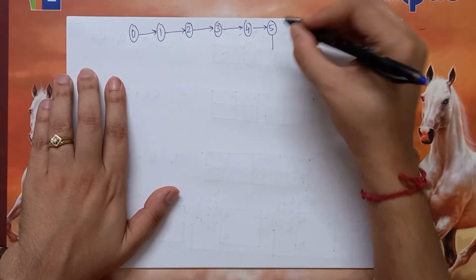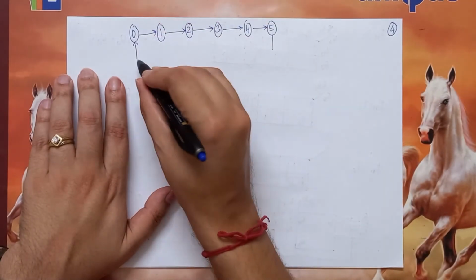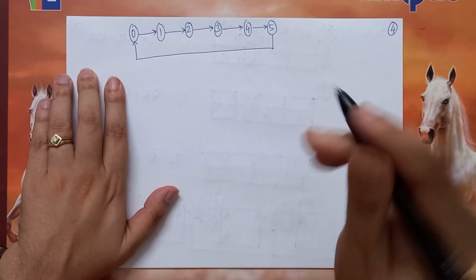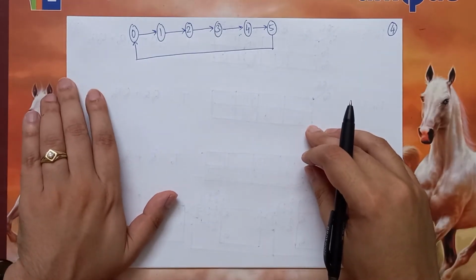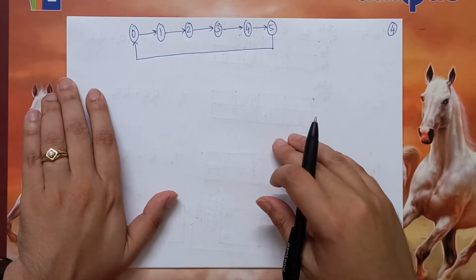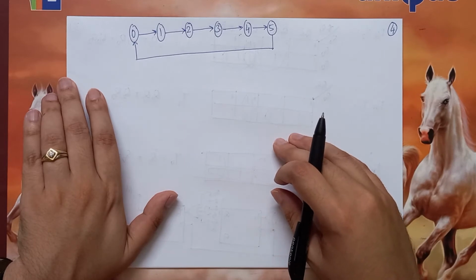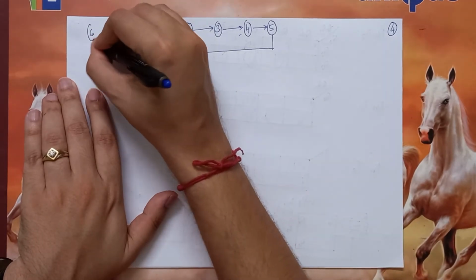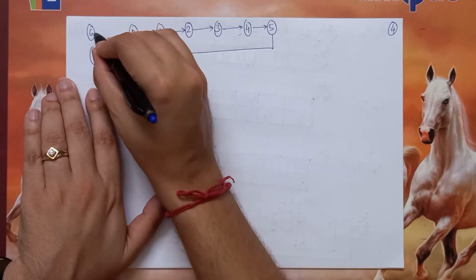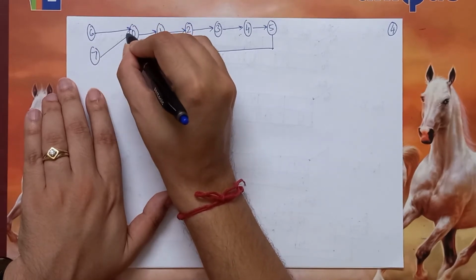Then, after 5, we come back to 0. And since the count is a 3-bit value, it could even take 6 and 7. But what was happening was that we forcibly made the 6 and 7 converge to the next state of 0.